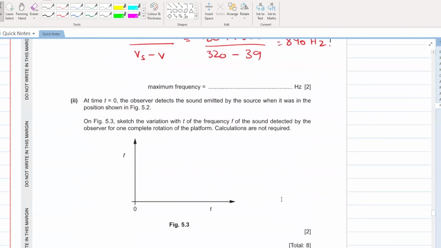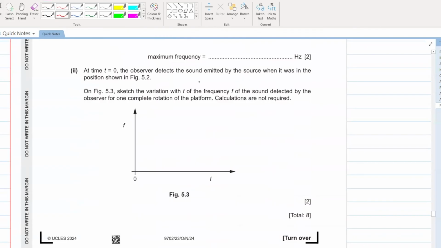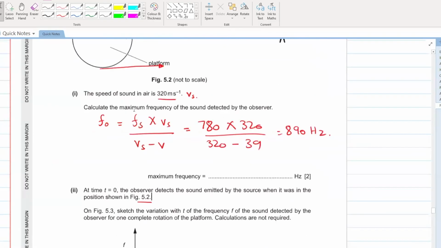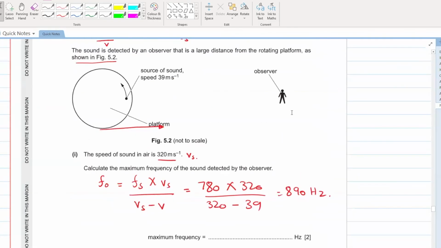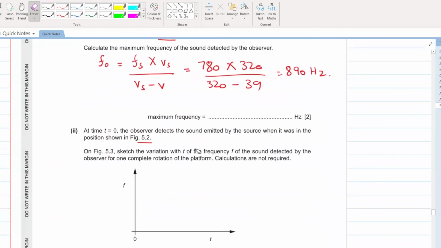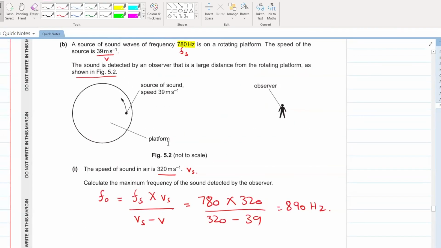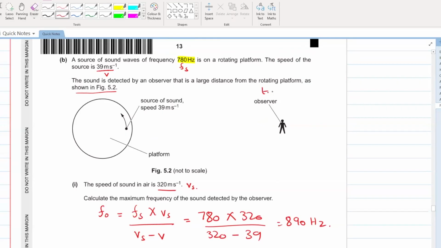Let's further move ahead. At time t is equal to 0, the observer detects the sound emitted by the source when it is in the position shown in figure 5.2. Perfect. So in this position shown, the observer is detecting the sound. Now, if you realize here, what will be the frequency detected in this position shown? I think this is what is written. At time t is equal to 0, the observer detects the sound emitted by the source when it was in the position shown in figure 5.2. Yeah. So initially at time t is equal to 0, the observer hears the frequency when the sound source is in this position.